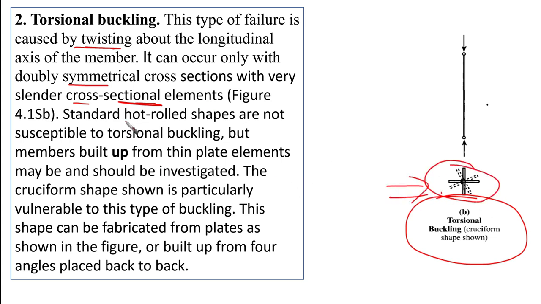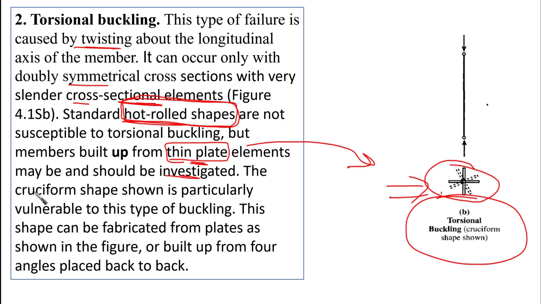Standard hot rolled shapes are not susceptible to torsional buckling, but members built up from thin plates, that's the key word here, thin plates, are going to be susceptible to this failure mode. Fortunately, hot rolled shapes, which are commonly going to be used in our case, are not susceptible to this torsional buckling failure mode. Only thin plate elements may be and should be investigated.